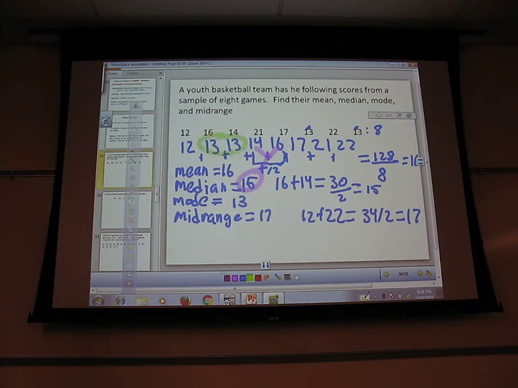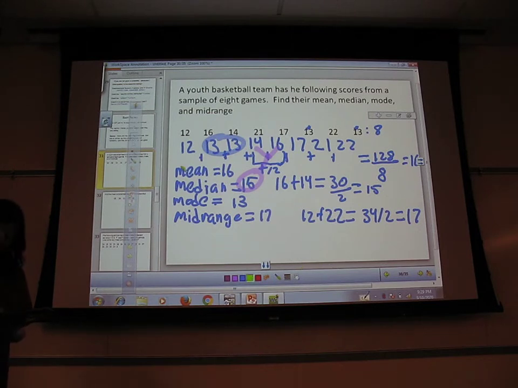And then my mid-range, I added the least and greatest, which was 12 plus 22, which got me 34, and divided that by 2, which equaled 17. Oh, right. But I think I just said mid-range. Oh, yeah, because it's mid-range. These are all averages. My bad. Yes, that makes total sense.